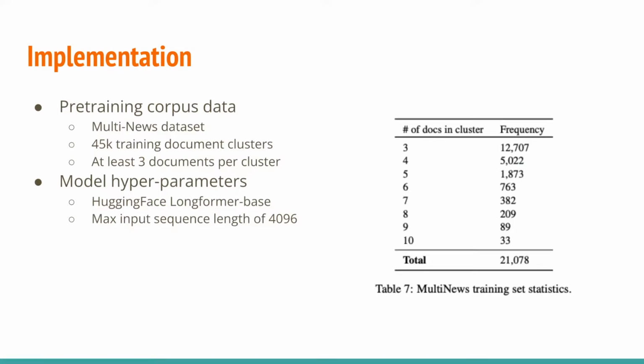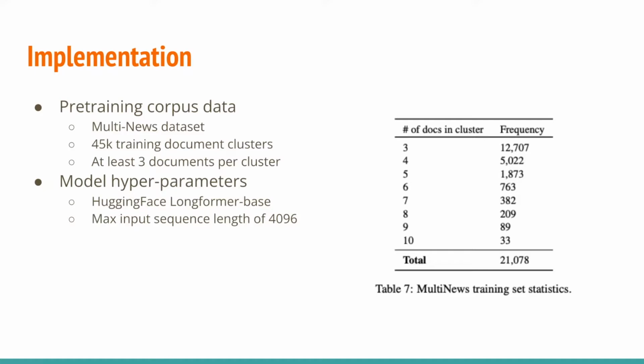For the actual implementation, they use the Multi-News dataset as their pre-training corpus for this specific work. The Multi-News dataset has 45K training document clusters, and each cluster contains at least 3 documents. The distribution is given in table 7. They just concatenate the documents in one cluster into a long sequence and feed it to the Longformer model.